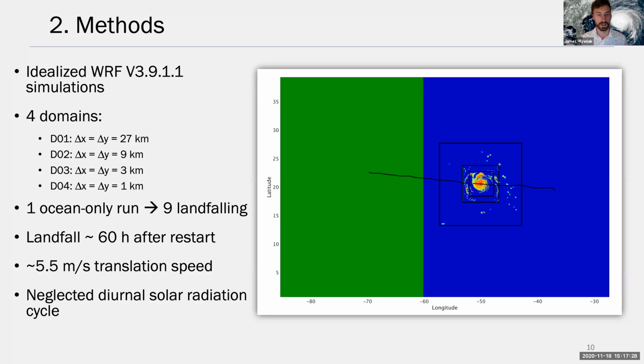Now, I mentioned earlier that those other studies have found strong sensitivity of the inland decay to translation speed. However, this is a pretty typical translation speed for storms making landfall in the Atlantic, and trying to test every combination of translation speed would just be way too costly from a computational standpoint. So we only tested this one translation speed. We also neglected the diurnal solar radiation cycle, because this radiation cycle has a huge impact on land and could contaminate our results effectively.